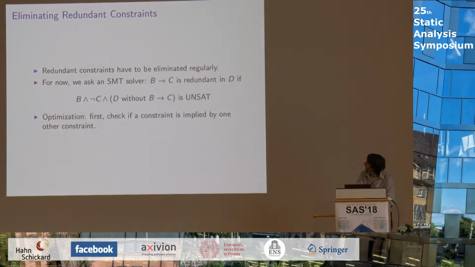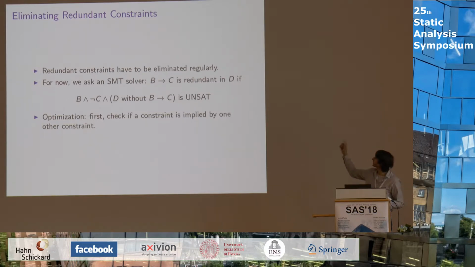Okay, eliminating redundant constraints. This is a weak part now. They have to be eliminated regularly, and what we do for now is just ask an SMT solver if a constraint is redundant, just as it would be in the case for convex polyhedra.